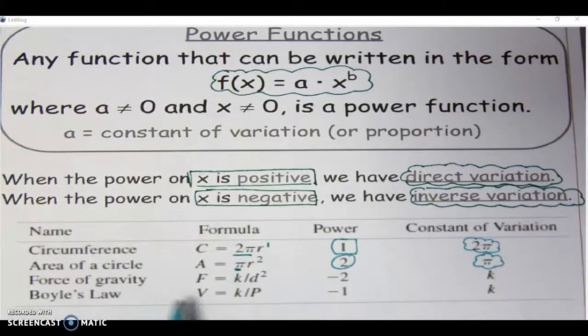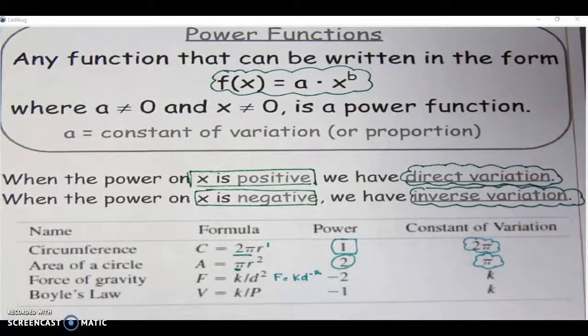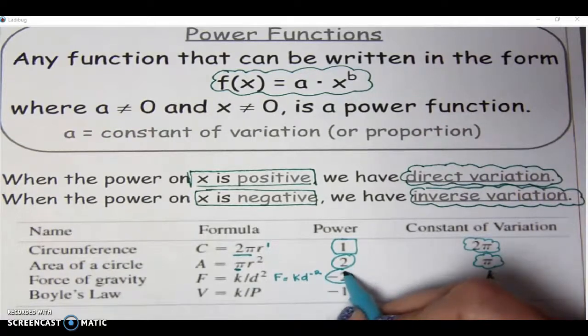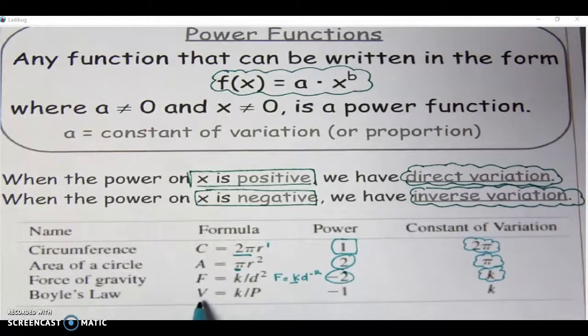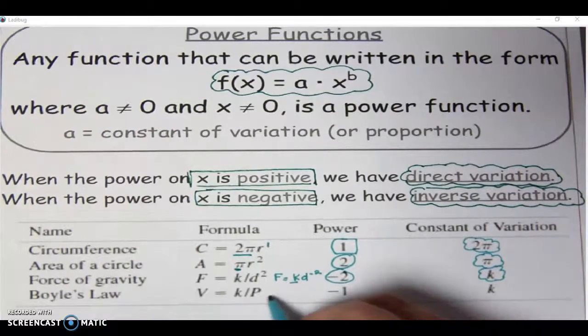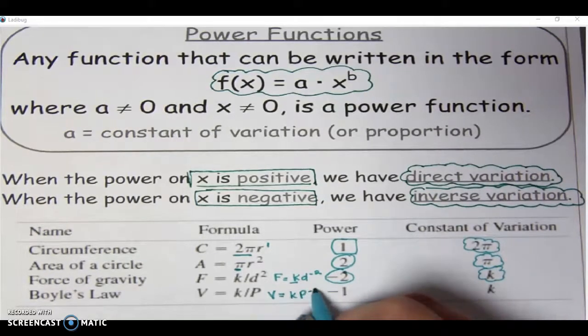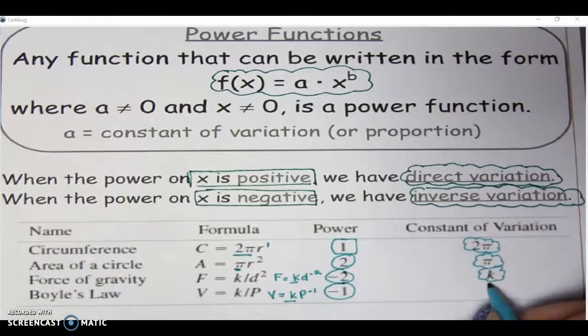Force of gravity, the formula is F equals k divided by d squared. Another way to write that, instead of having a division, you could do k times d to the negative 2. That would bring it to the top, which would make this now be a power function. So that power there is negative 2 on the d, but the k would be your constant of variation. And then Boyle's law is V equals k divided by p. We could rewrite that as a power function by moving the p to the numerator and make that k times p to the negative 1. So my power would be negative 1, and my constant of variation would be that k.